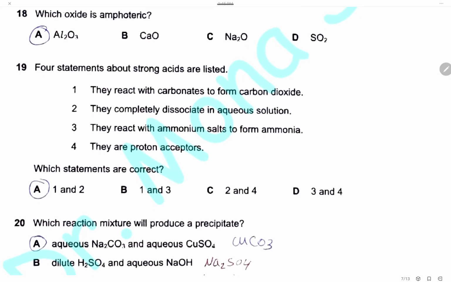Question 19. Four statements about strong acids are listed. They react with carbonates to form carbon dioxide. This is correct. They completely dissociate in aqueous solution. This is also correct. They react with ammonium salts to form ammonia. This is wrong. This is for strong alkalis. They are proton acceptors. This is of course wrong because acids are proton donors. So the only correct statements are 1 and 2, and the answer will be A.